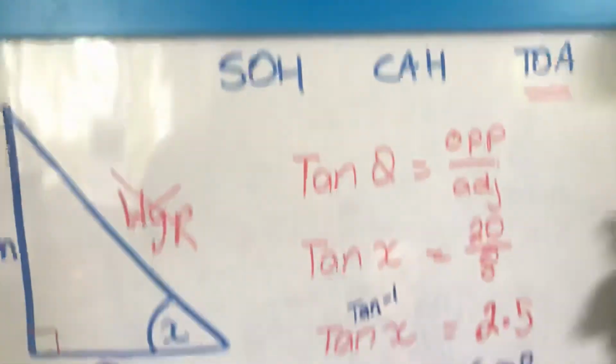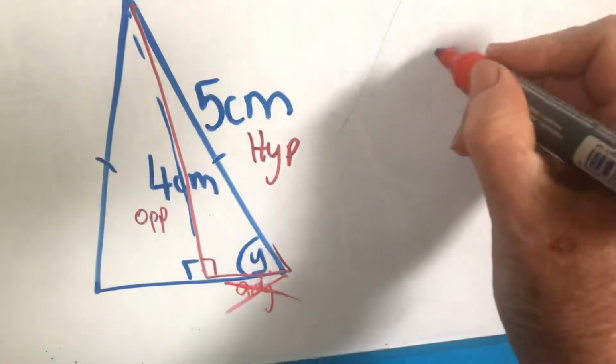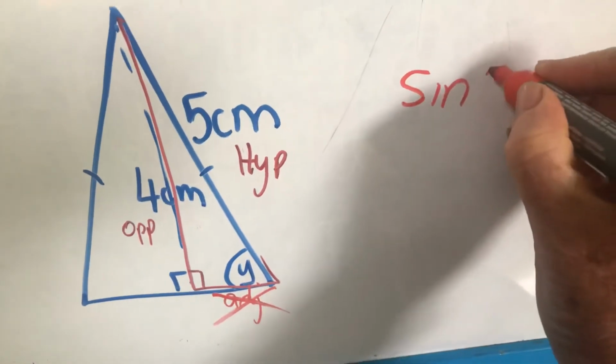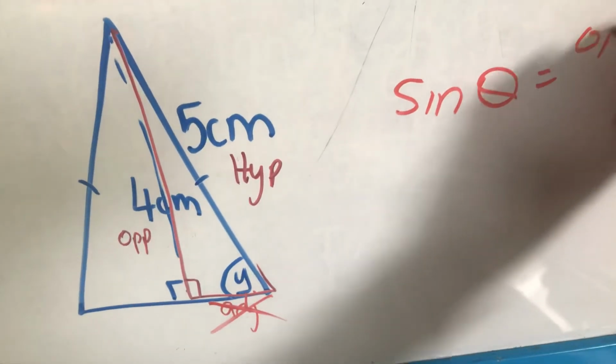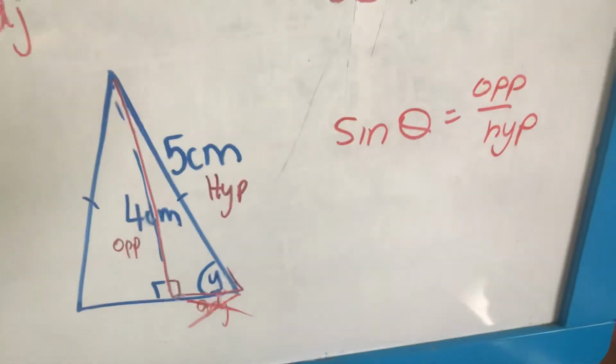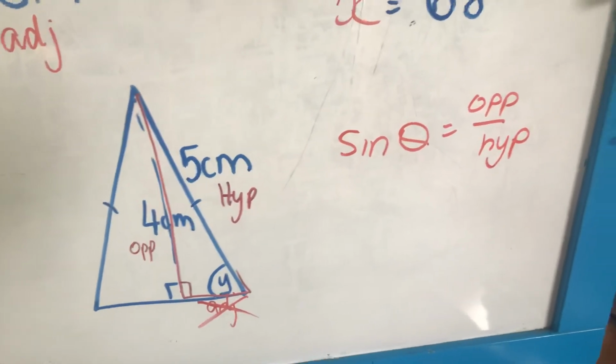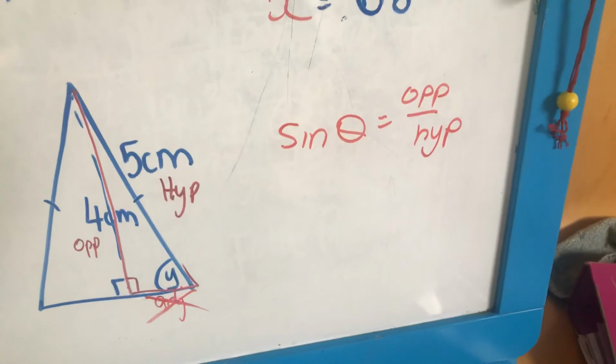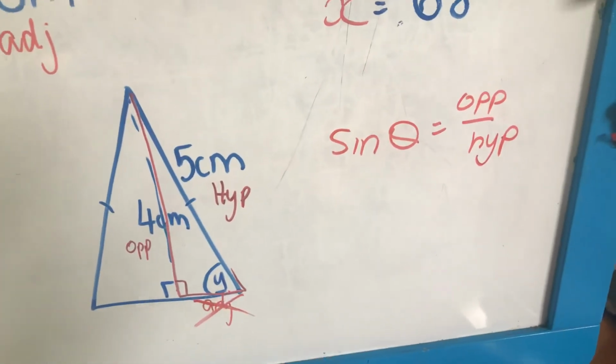We're going to use sine. So we write straight away, write down the rule. The sine of theta is opposite over hypotenuse. Why don't you pause the video, see if you can work it out, put the numbers in and using your calculator. Then come back and see how you went.